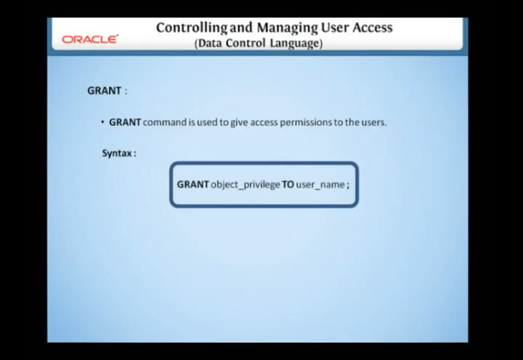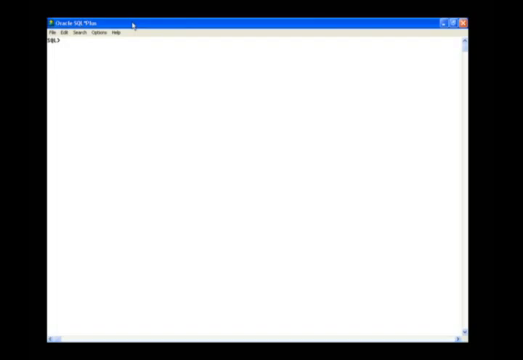Grant object privilege to username. Here, grant is a keyword to specify the grant operation. In object privilege, we can give any of these: select, insert, update, delete. Username specifies the name of the user for whom we are going to give permissions. Now let's see how to perform a grant operation.